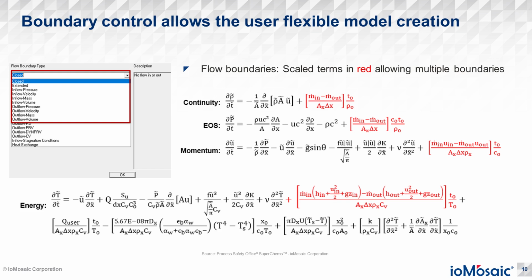I mentioned briefly that I would go over this in my part 2, and I'll use this as a good example. These scale terms in red can allow multiple boundaries, and this is what allows us to add multiple relief devices on the same line. So later you'll see an example of multiple relief devices on the same inlet line. We'll be able to see how the pressure waves all interact when all these PSVs open at different set pressures and different positions, all on the same line.